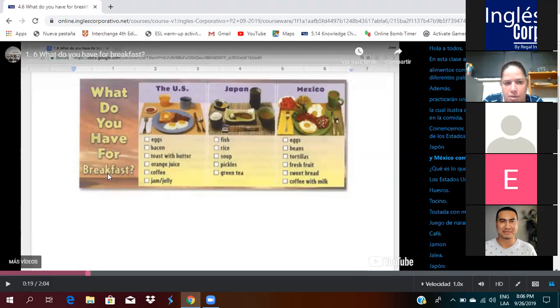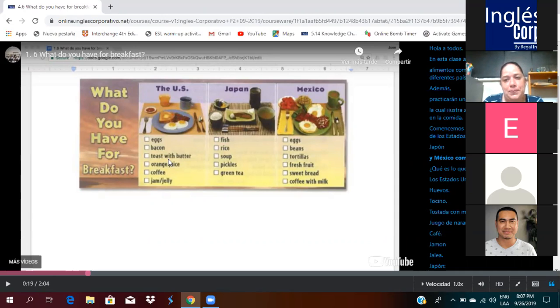What do you have for breakfast? The U.S. Eggs. Bacon. Toast with butter. Orange juice. Coffee. Jam. Or jelly. All right. Japan.